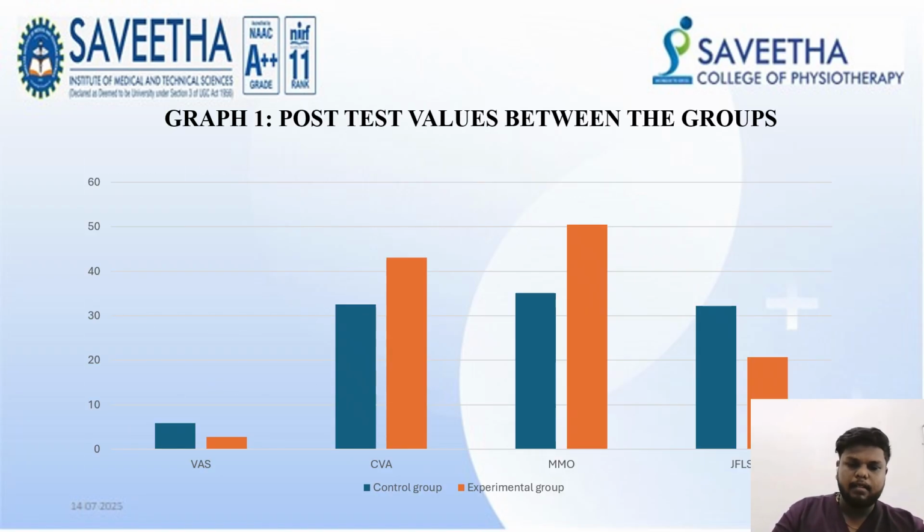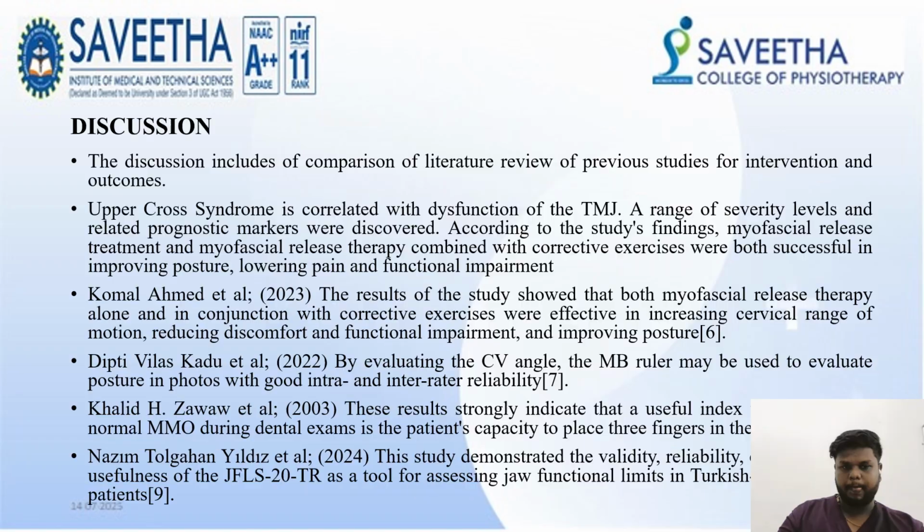Okay, next we will see the graph. The blue one is the control group and the orange one is the experimental group. Here we see how values change from control to experimental post-test. CVA is improved, so there is an improvement of forward posture. MMO shows an increased range of motion of the mouth. Next is JFLS. It is reduced, which shows improvement, because it indicates declining masticatory function.